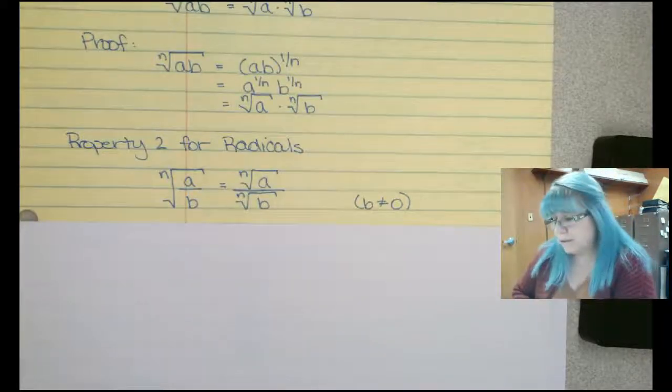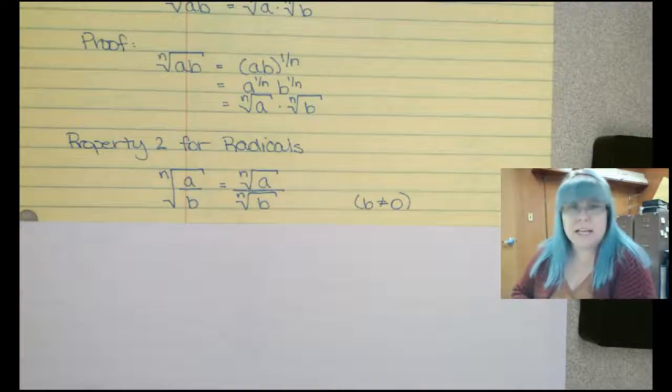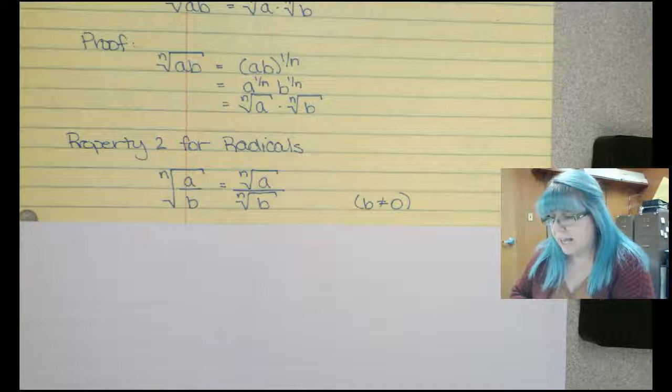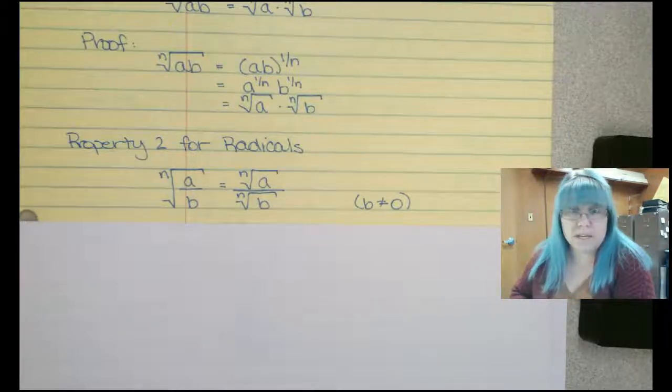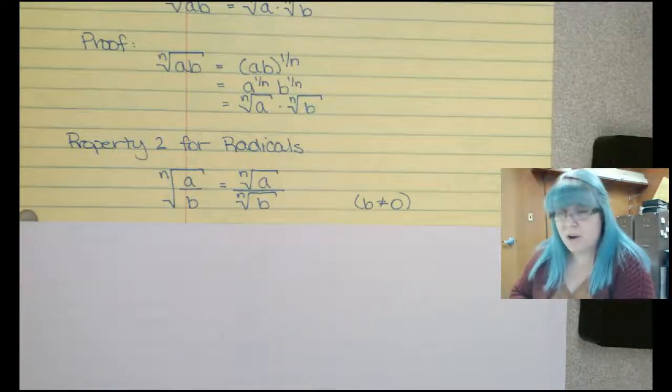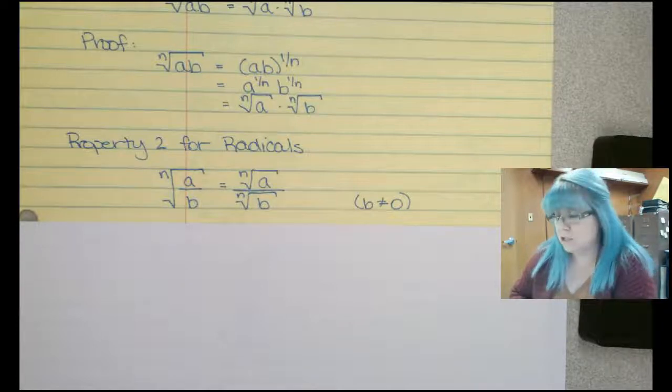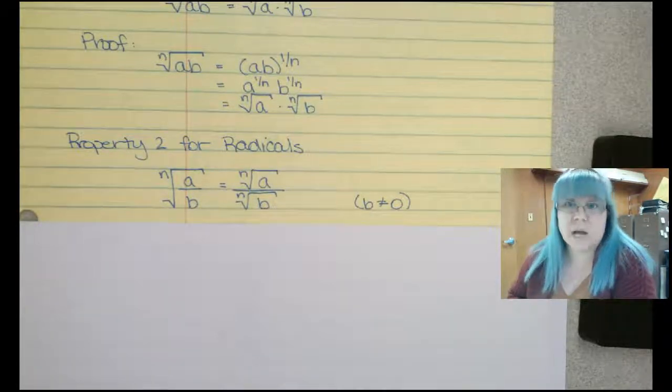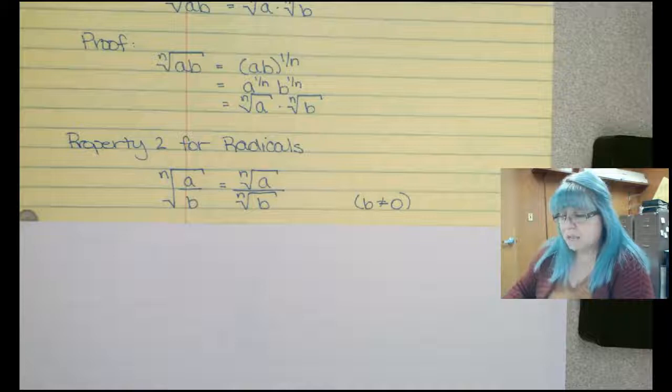Property 2 for radicals is when we have the nth root of A over B, that will be the nth root of A all over the nth root of B. And remember, when it's working with fractions, the denominator B does not want to be 0. Okay, so what's the proof for this one?